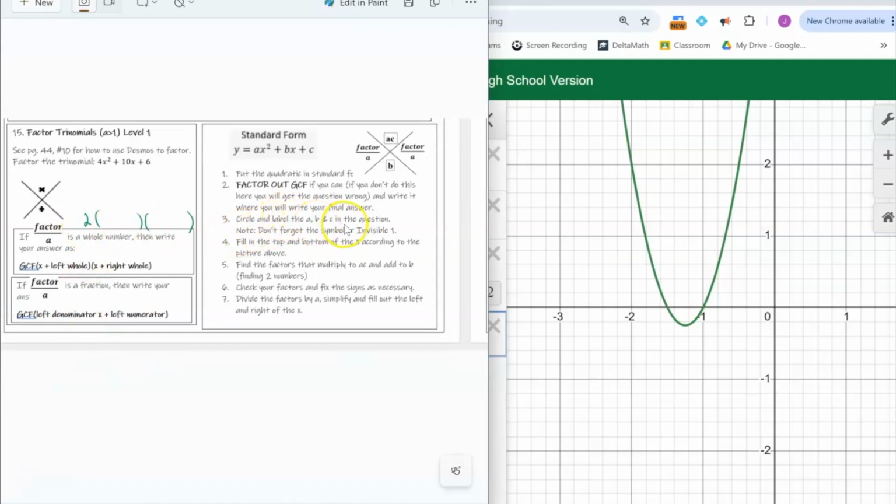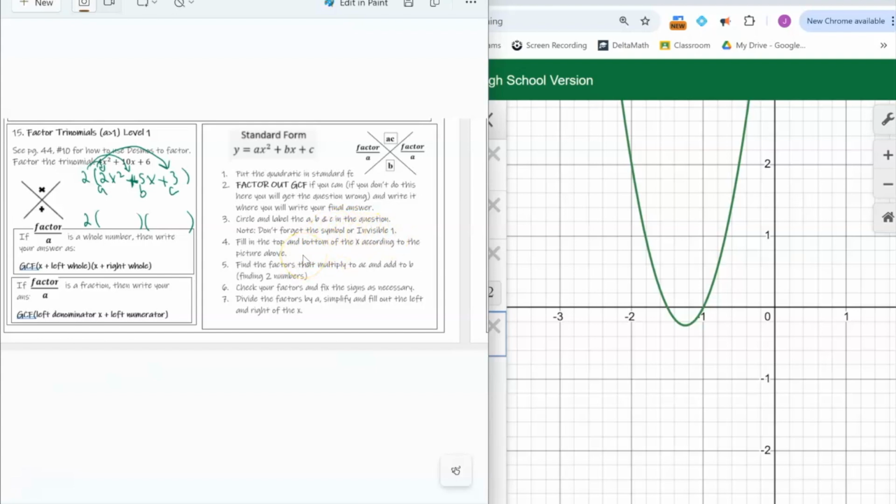Circle and label ABC in the question. So if I took out the greatest common factor, I now have 2x squared left in the parentheses plus 5x plus 3. And that's just by taking out 2. When I take out 2, if I distribute it back in, I should get the original question back. So that's what taking out the GCF means. So this is A, this is B, and this is C. So label it.